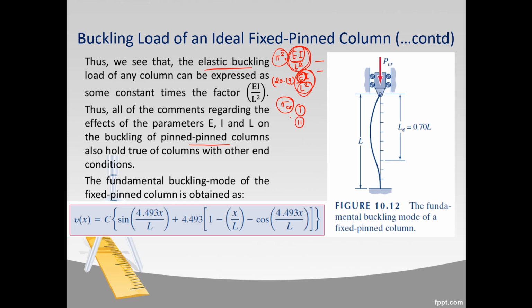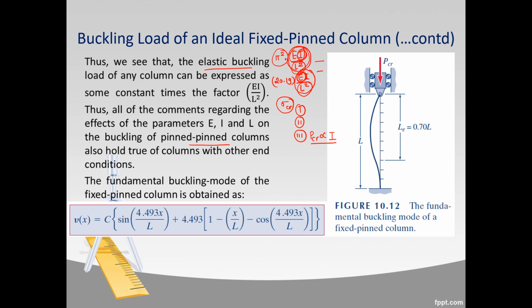The second conclusion is that the elastic buckling load is inversely proportional to the square of the length of the column, as we have already discussed here. A third conclusion or a third comment is that the buckling load can be increased by increasing the value of the cross-sectional moment of inertia. Since we have I in the numerator here, we can say that our buckling load is directly proportional to the cross-sectional moment of inertia, assuming all other factors remain constant. So if we want to increase the buckling load, we can increase this value of moment of inertia.